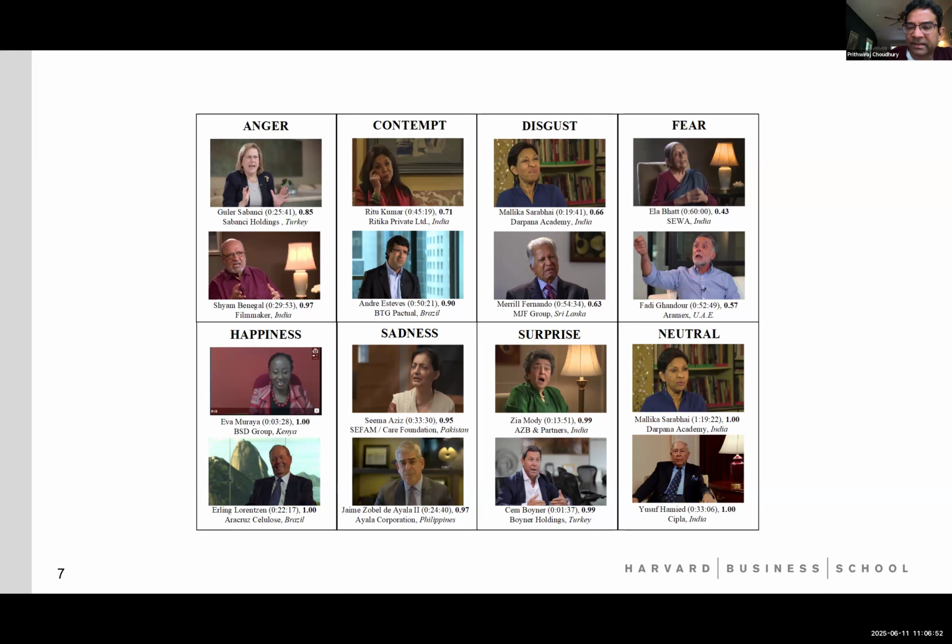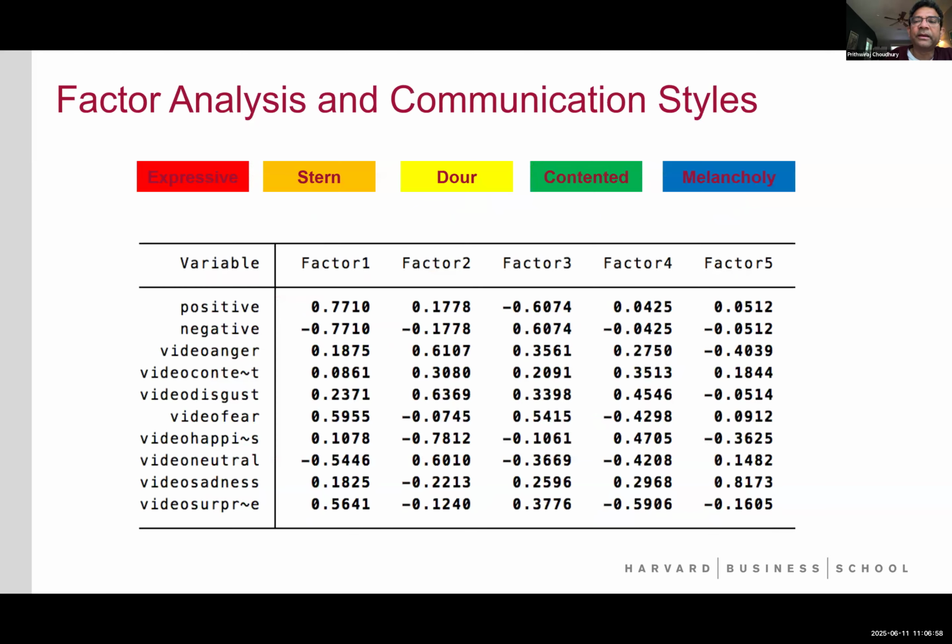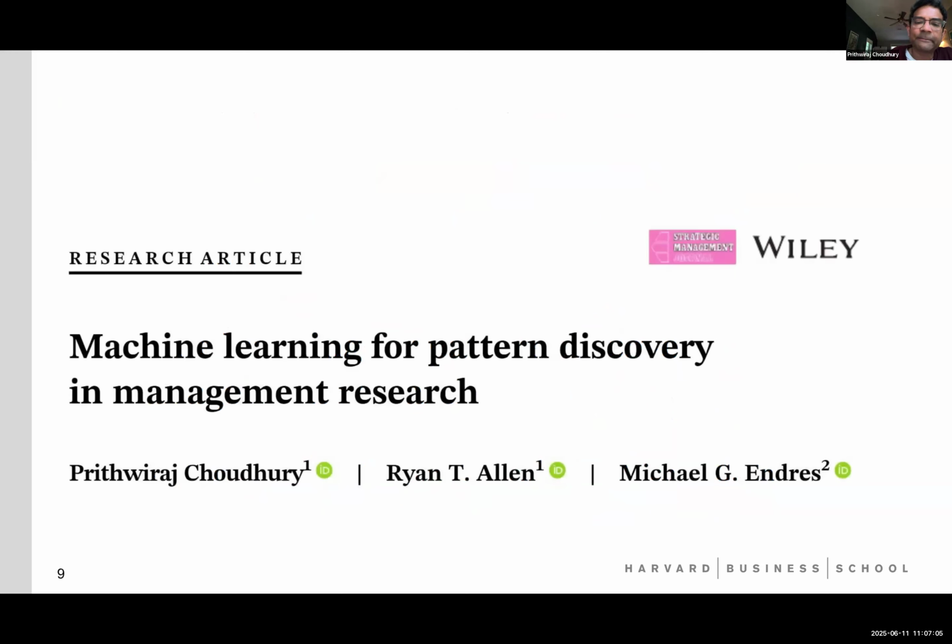And I feel these methods are being used, but we are all on different learning curves. And I thought I'll do a quick recap. So this was the factor analysis that we ran to come up with these 5 or 6 styles. Then the next paper that we wrote was published, I believe, in 2020. This was with my former doctoral student, Ryan Allen.